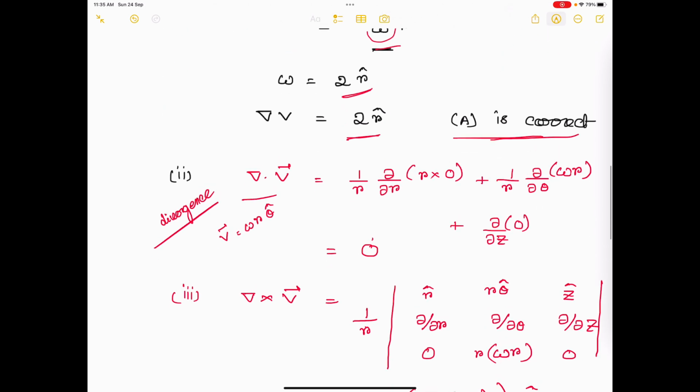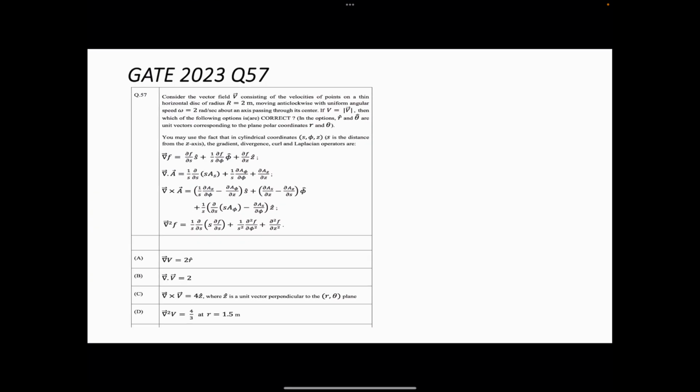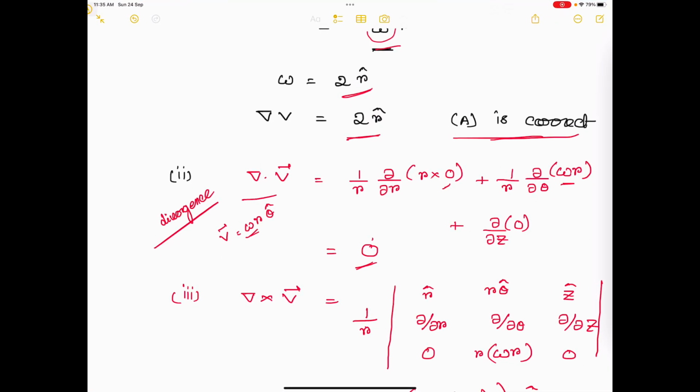So it is 1 by r del/del r of, so the r cap component should be there, which is 0 here. Theta cap component is omega r, therefore I have put it omega r, and the z cap component is again 0. Therefore this is 0, but 1 by r del/del theta of omega r is also 0. So del dot v is equal to 0. Let's see what is the option del dot v given. Del dot v comes out to be 2, which is not correct. Therefore option B is incorrect.